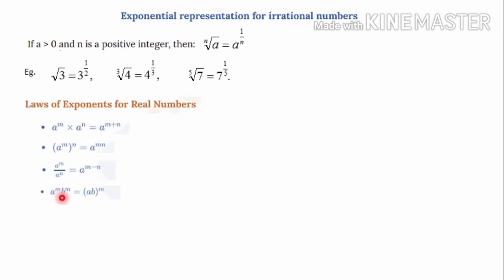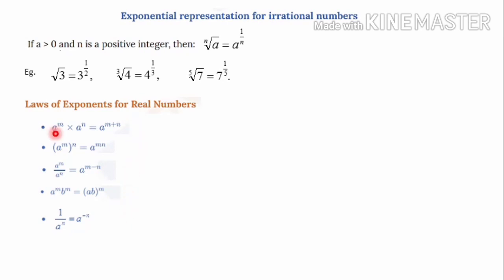Next is a power m into b power m. Here the bases, a and b, are different, but the powers are the same. So we can write it as ab the whole power m. Next is 1 divided by a power n is equal to a power minus n; the a power n we can bring to the numerator as a power minus n. So these are the laws of exponents you have studied.